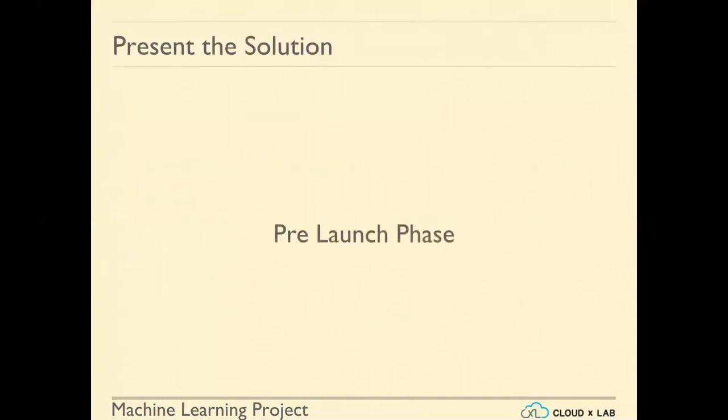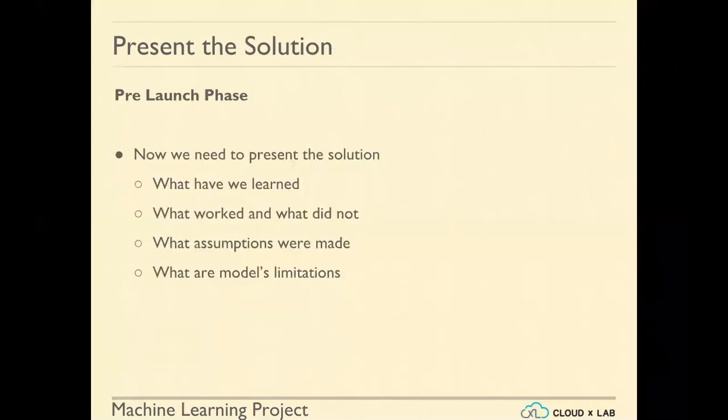Now is the pre-launch phase. Once you have come up with the model, please note that the prediction of the model takes far less time than the training, and we are ready to launch such a model. Prediction generally takes a fraction of the time compared to the training. That's a small bit to know. Once we are done with it, we need to present our solution: what we have learned, what worked and what did not work, what assumptions were made, and what the model's limitations are.